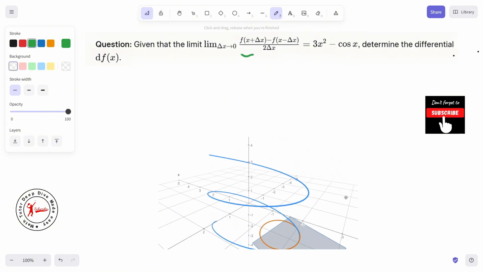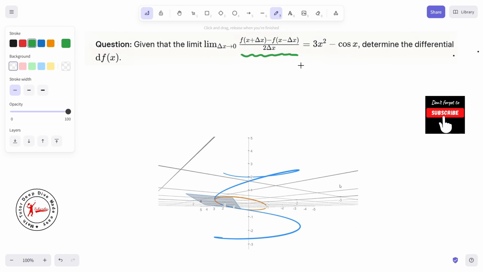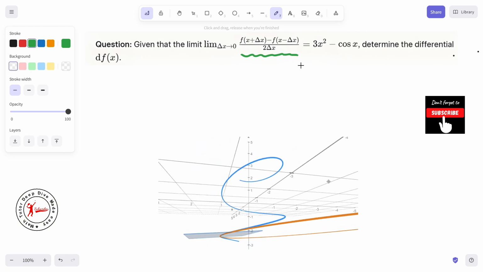The next question is, you are given that the limit as delta x approaches 0 of the quotient of f of x plus delta x minus f of x minus delta x, all divided by 2 delta x, equals 3x squared minus the cosine of x. Find the differential of f of x.